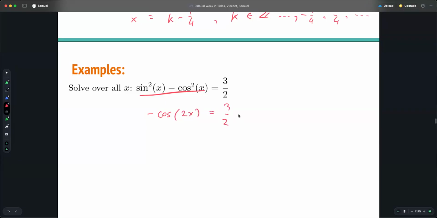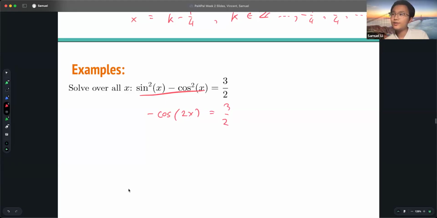Can you use the fact that cosine squared x is equal to 1 minus sine squared of x? Yes, that would also work, but you'll see that writing it like this instantly gives a solution.